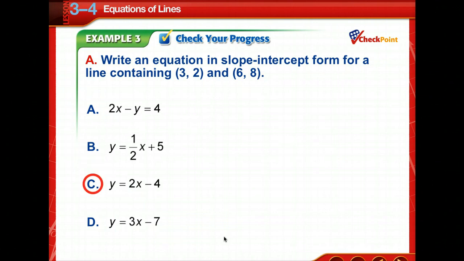C, y is equal to 2x minus 4. If you missed that, you might just go back and check your math. There may be some little bitty something that you did, not that you don't understand it, but just that you need to be very precise in your calculations.